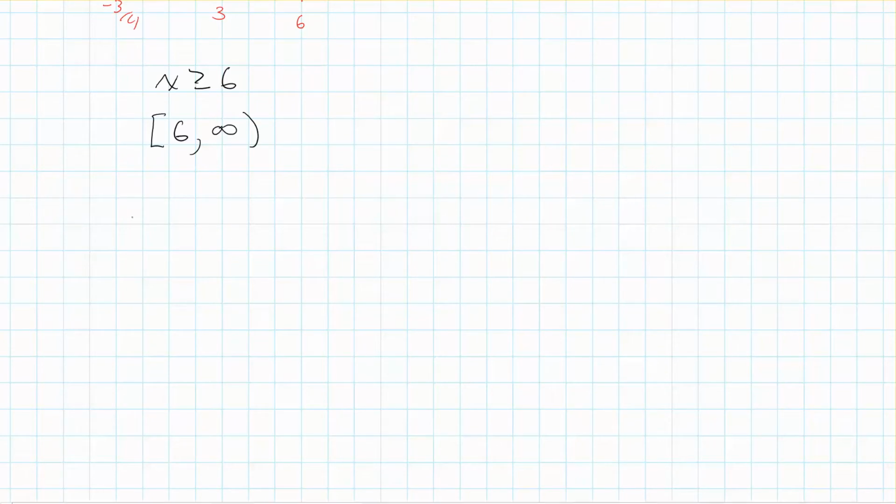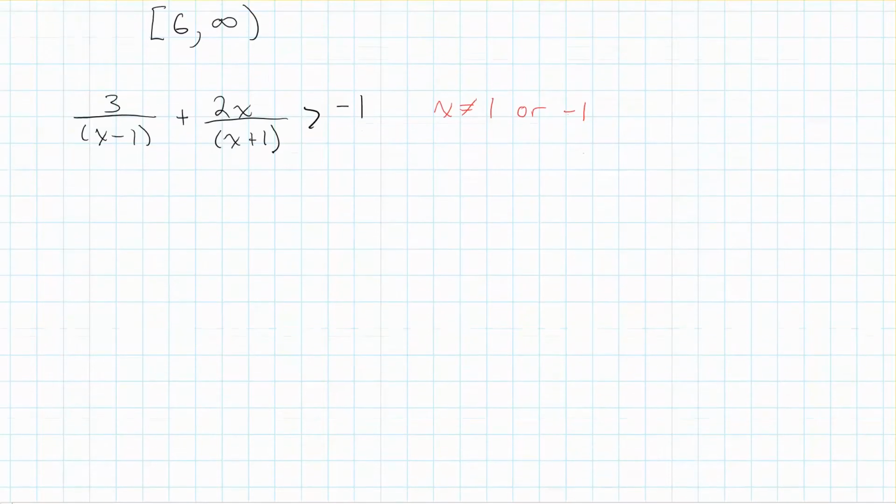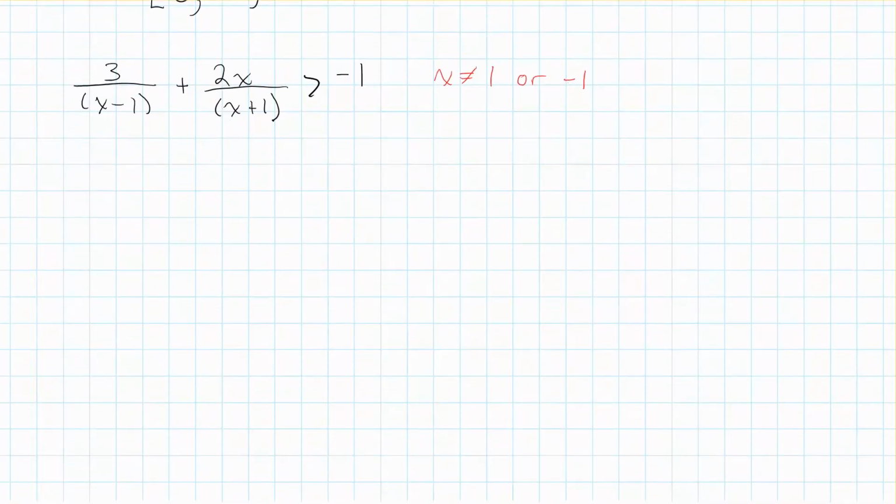So this last one here is 3 over x minus 1 plus 2x over x plus 1 is greater than negative 1. And again, we're going to put down what x can't be. X can't be 1 or negative 1. Now we're going to solve this just like we've been doing all of the other problems.